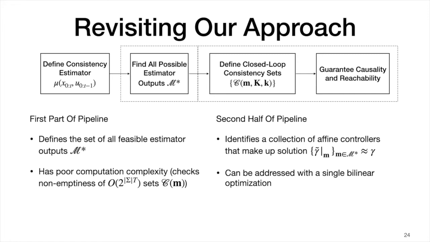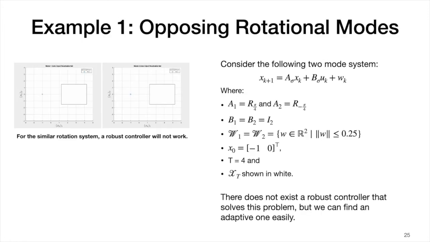We use this approach in the following opposing rotation system. This system contains two nearly identical linear systems, but the A matrix is different between the two modes. One A matrix is the rotation matrix for positive pi over 4 radians, and the other A matrix is the rotation matrix for negative pi over 4 radians. Critically, this system does not exhibit a robust control solution, but we can see that by using zero input, we get something that is very close to a solution.